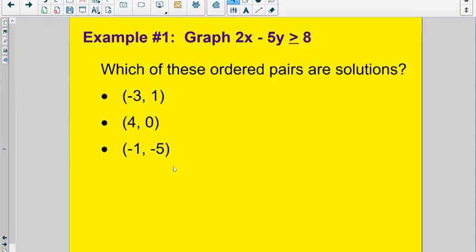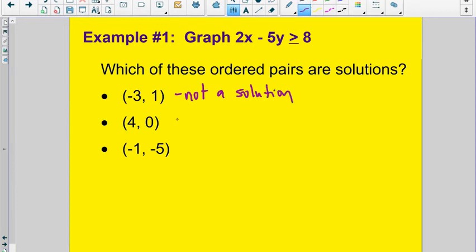All right, so let me just record that here. So we had not a solution for the first one. The second one was a solution because it was on a solid boundary line. And then the third one is a solution because it was in the shaded area.